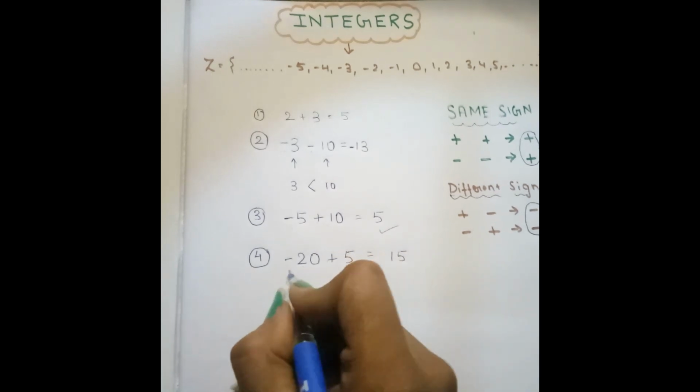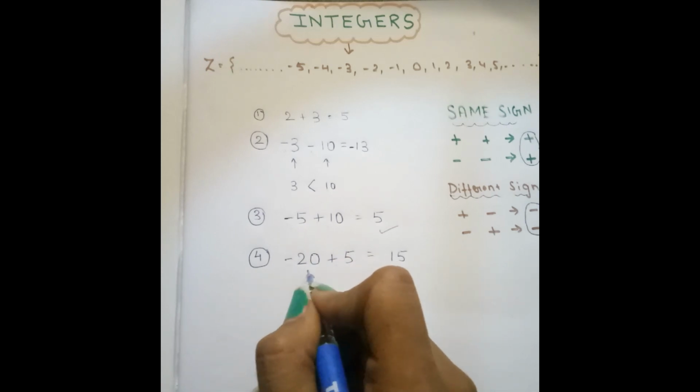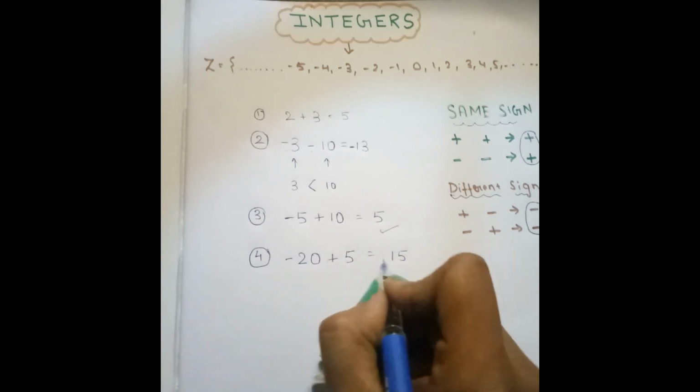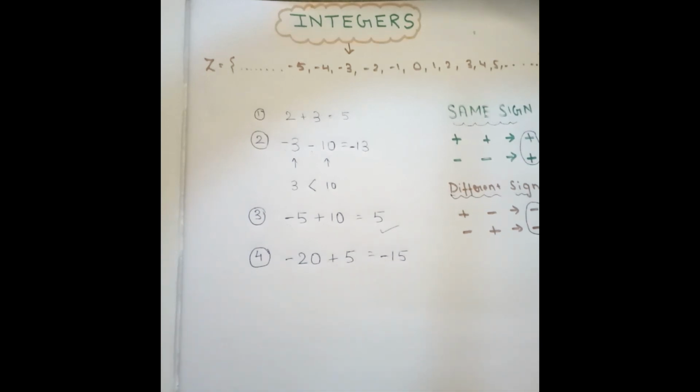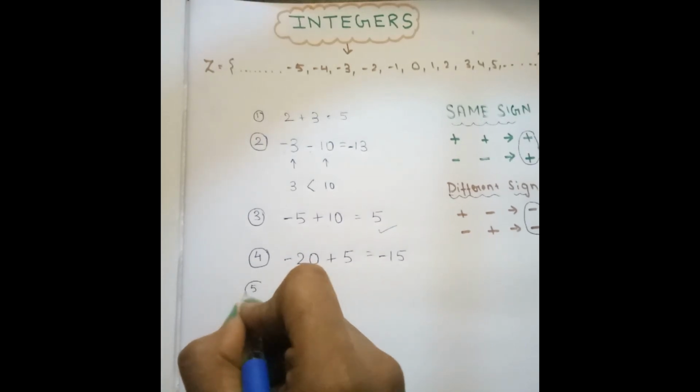What is the sign? Here you can see 20 and 5, which is a bigger number? 20 is the bigger number. What is the sign before the bigger number? Minus. So, therefore, the answer is minus 15. That's it. Now, I just want to do one question quickly.